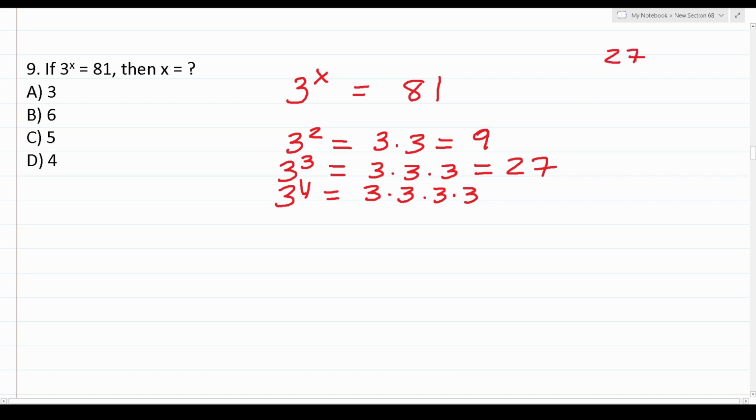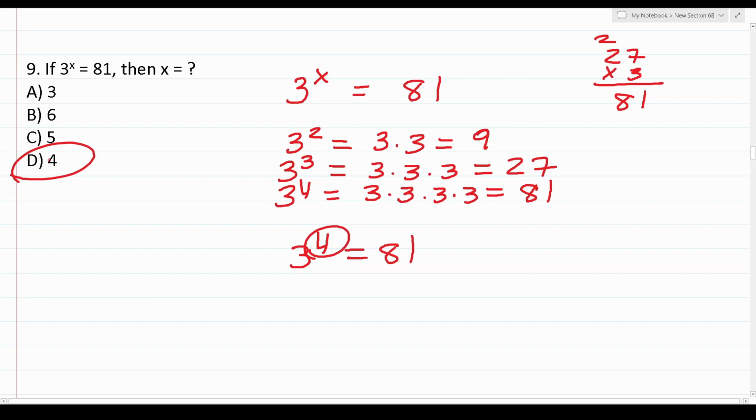What is 27 times 3? 7 times 3 is 21, carry a 2. 2 times 3 is 6, plus 2 is 8. So 3 to the fourth is 81. And as we can see, if we raise 3 to the fourth power, it's going to be 81. Therefore, we know x is 4, which is D in this case. All right, so that's that one.